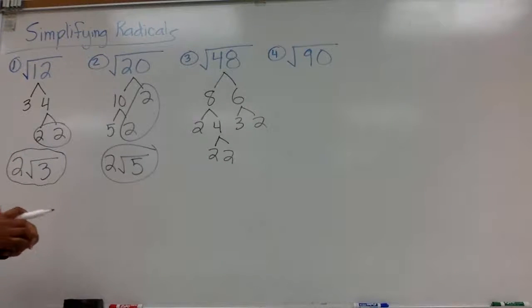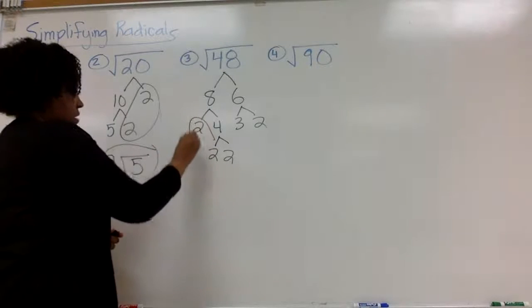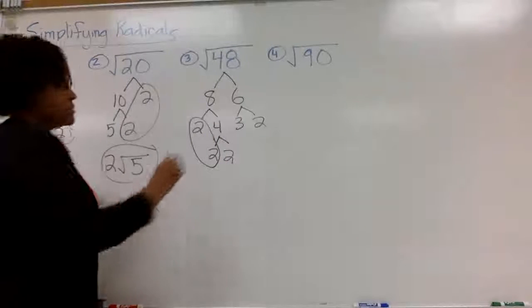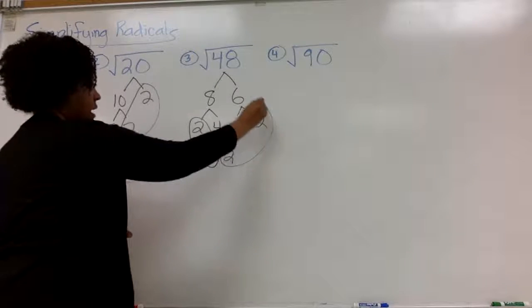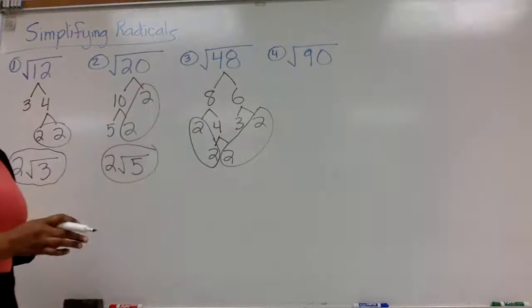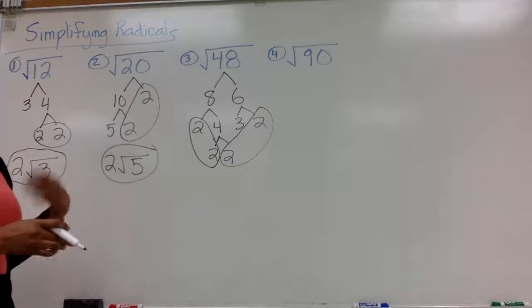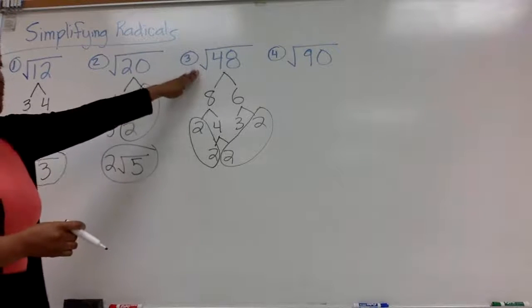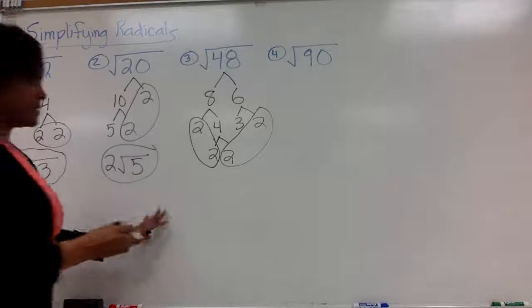Now, I do see multiple pairs for this. This is a pair, so 2 2s. This is another pair. I have multiple pairs. They both go on the outside of your radical. Radical is just another name for the square root, so they both go on the outside.